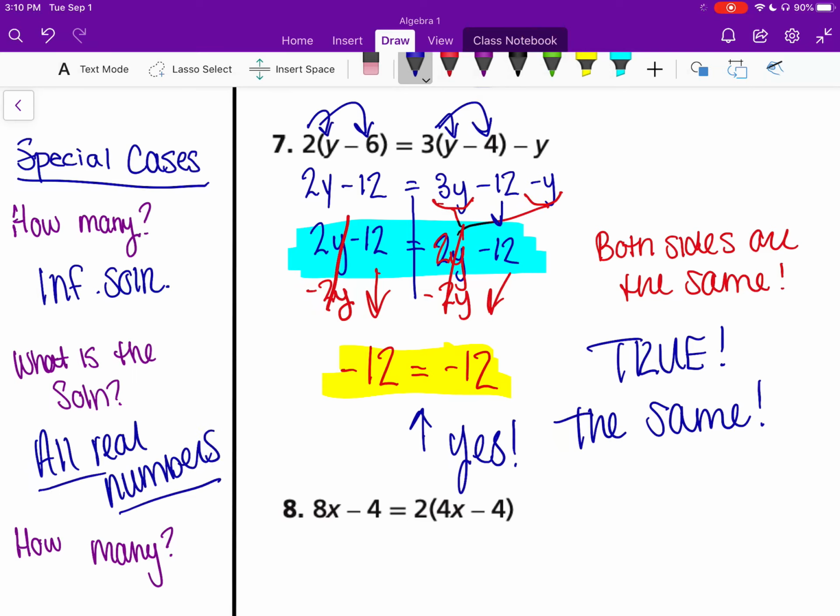All of them can work. We have infinitely many solutions, and the solutions are all of the numbers in our real number system. It doesn't matter what number we substitute in for y. If we substitute it in, the equation would be true.